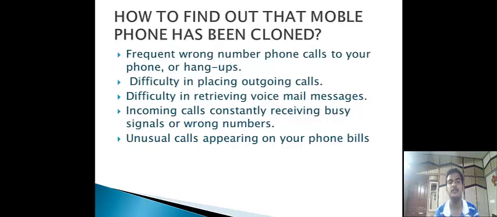Difficulty in retrieving voice messages. Due to overload in the network, data traffic also gets affected. Incoming calls constantly receive busy signal or wrong numbers. This happens because when two phones with the same identity are available in the network, and the cloned user is constantly using the cloned phone, our legitimate subscriber is unable to receive calls or make calls. And also unusual calls appearing on your phone bills.